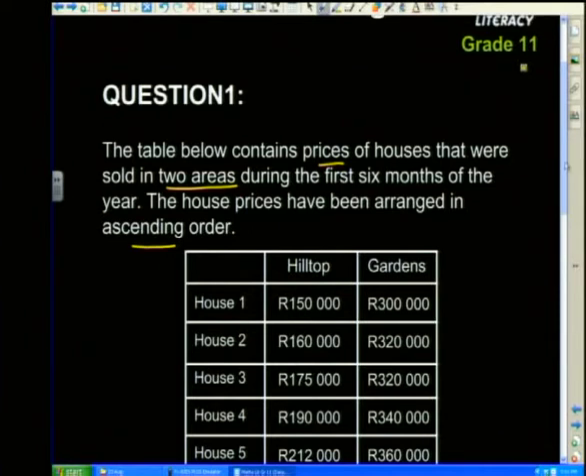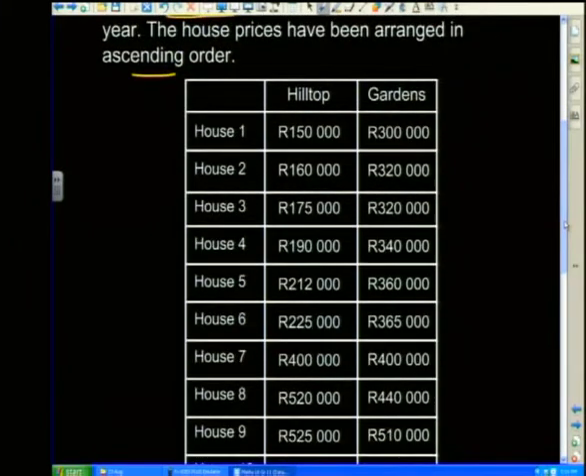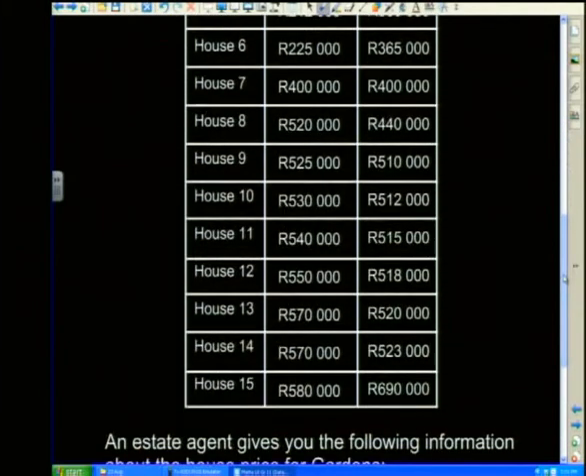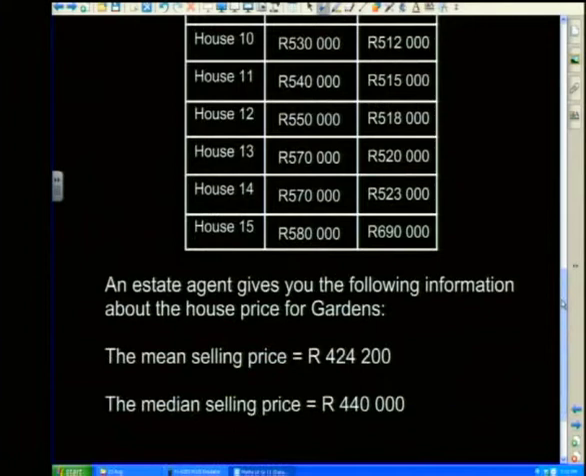So it's really nice. Right, and we're looking at 2 different areas. We've got Hilltop and Gardens. We can see we've got a total of 15 houses sold in each area, and they give us the price of each house. Right, an estate agent gives you the following information about the house prices for Gardens.